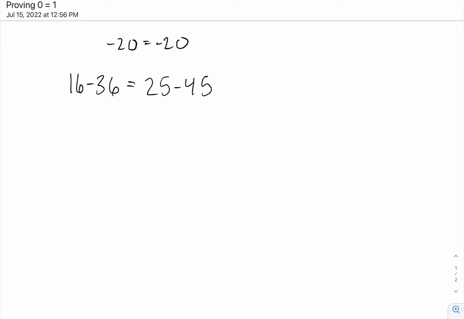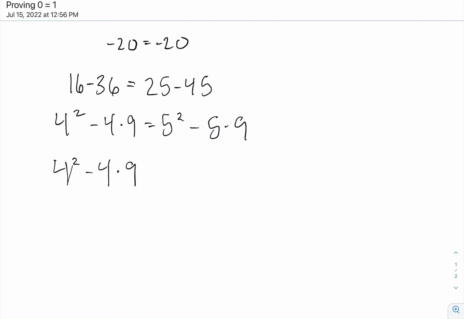Next, I'm going to say, well, 16, that's a perfect square. That can just be written as 4 squared. And then 36 and 45, those are both multiples of 9. So I'm going to say that's the same as 4 times 9. 25 is equal to 5 squared, right? And then 45, that's equal to 5 times 9, so minus 5 times 9. Right, that's all good so far. 4 squared, we're just going to say that, minus 4 times 9.